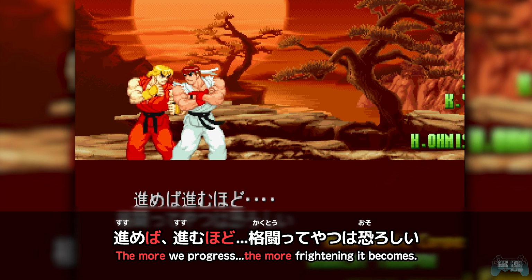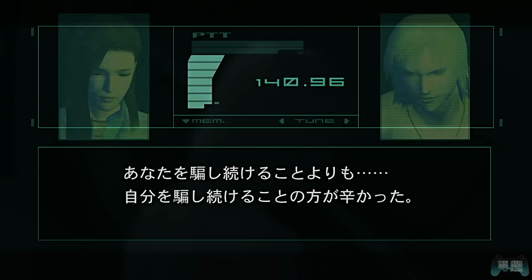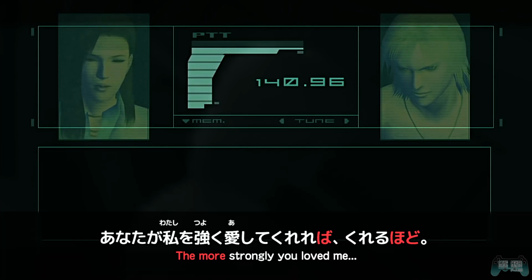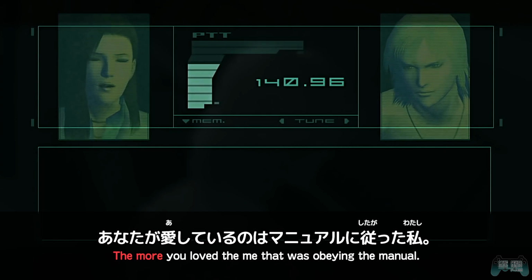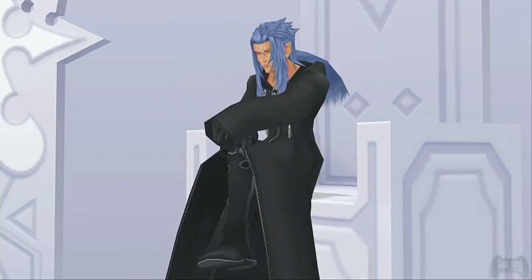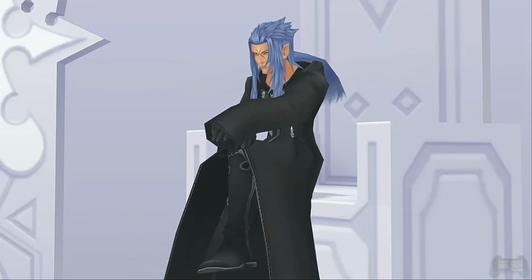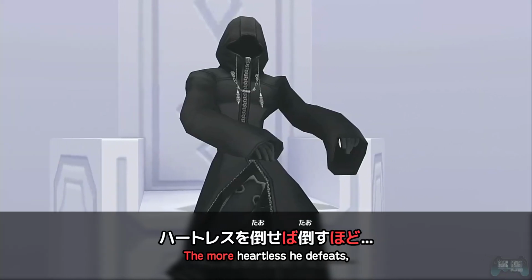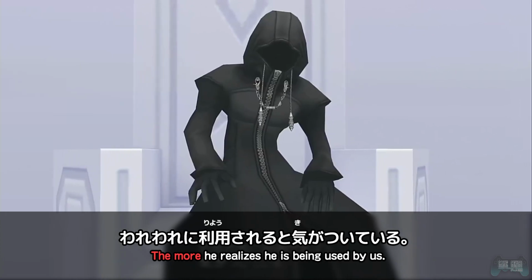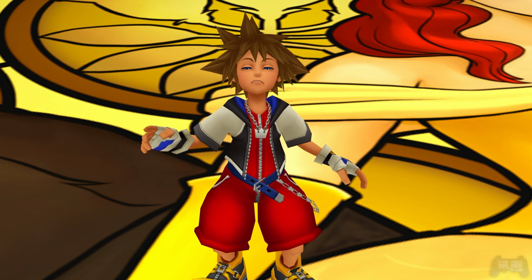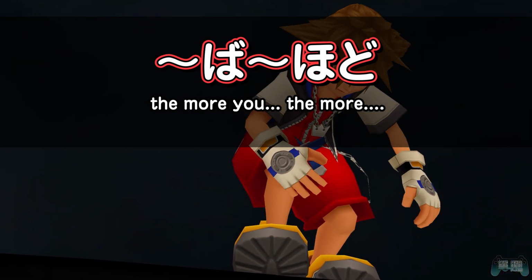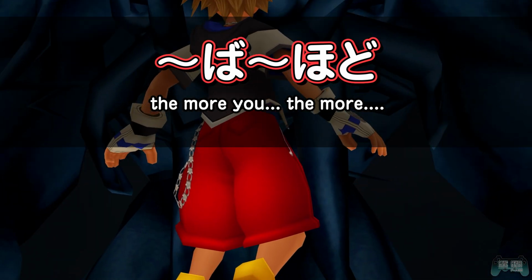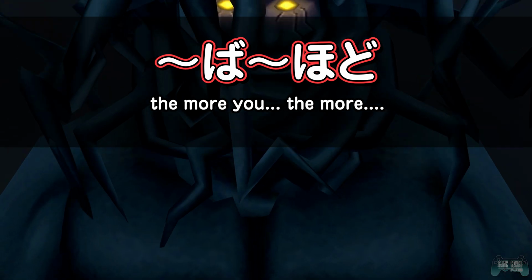進めば進むほど格闘ってやつは恐ろしい。 The more Raiden loves Rose, the more he's loving the Rose that is just following instructions. あなたが私を強く愛してくれればくれるほど、あなたが愛しているのはマニュアルに従った私。 And finally, the more Sora defeats Heartless, the more he realizes that he is being used. ハートレスを倒せば倒すほど我々に利用されると気がついている。 All of these cases show quite clearly that ba HODO is used to express that the more you do something, the following result will occur with an amount linked to how much that action is done.